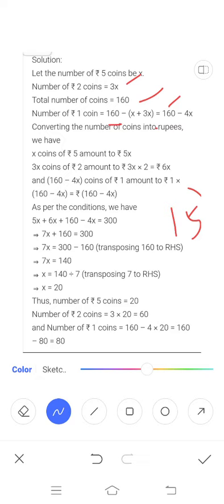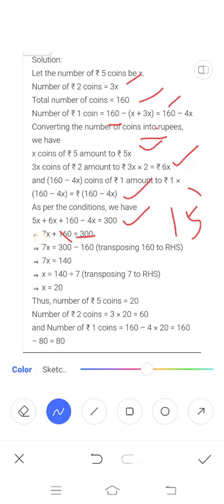Now again we are converting the number of coins into rupees. So x is the number of 5 rupee coins, so 5 into x, and 3x is the number of 2 rupee coins, so 3x into 2 is 6x, and the 1 rupee coin is 160 minus 4x. Again, 1 multiplied by anything gives the same thing. So 160 minus 4x. According to the given condition you have 300 rupees. So the 5 rupee coin is 5x, the 2 rupee coin is 6x, and the 1 rupee coin is 160 minus 4x. When you add everything you will get 300.